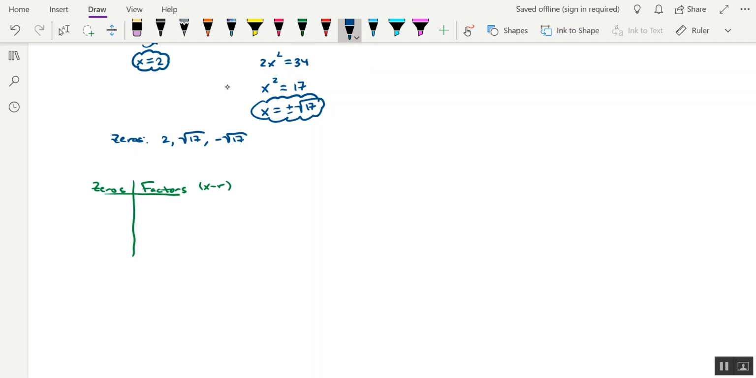So as we just saw a moment ago, our zeros were 2, square root of 17, and negative square root of 17. Applying the format x minus r, our first factor is x minus 2, which showed up in part of our work above. A second factor will be x minus the square root of 17. And then the third factor will be x plus the square root of 17. And the reason why it's plus is because of a double negative.